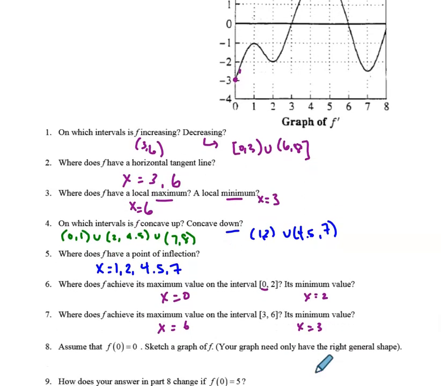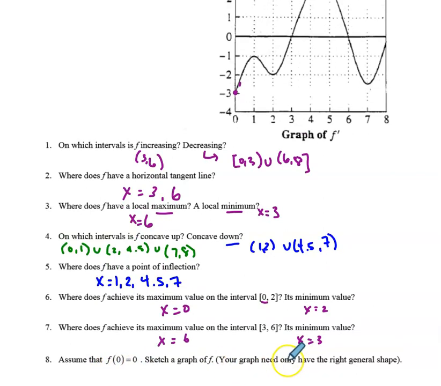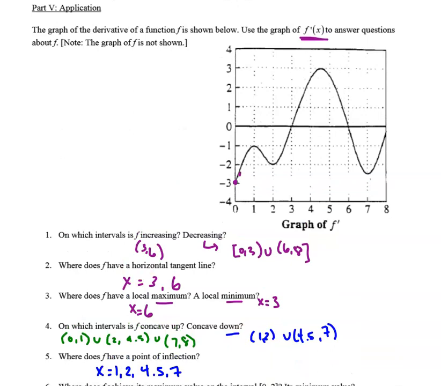And then the last part, or second to last part, says let's assume that f of 0 is 0. Let's go ahead and sketch a graph of f given the antiderivative graph. So this is going to be tricky and take a little bit of time, so we're going to work through it together. I'm told an initial value, a starting point here.